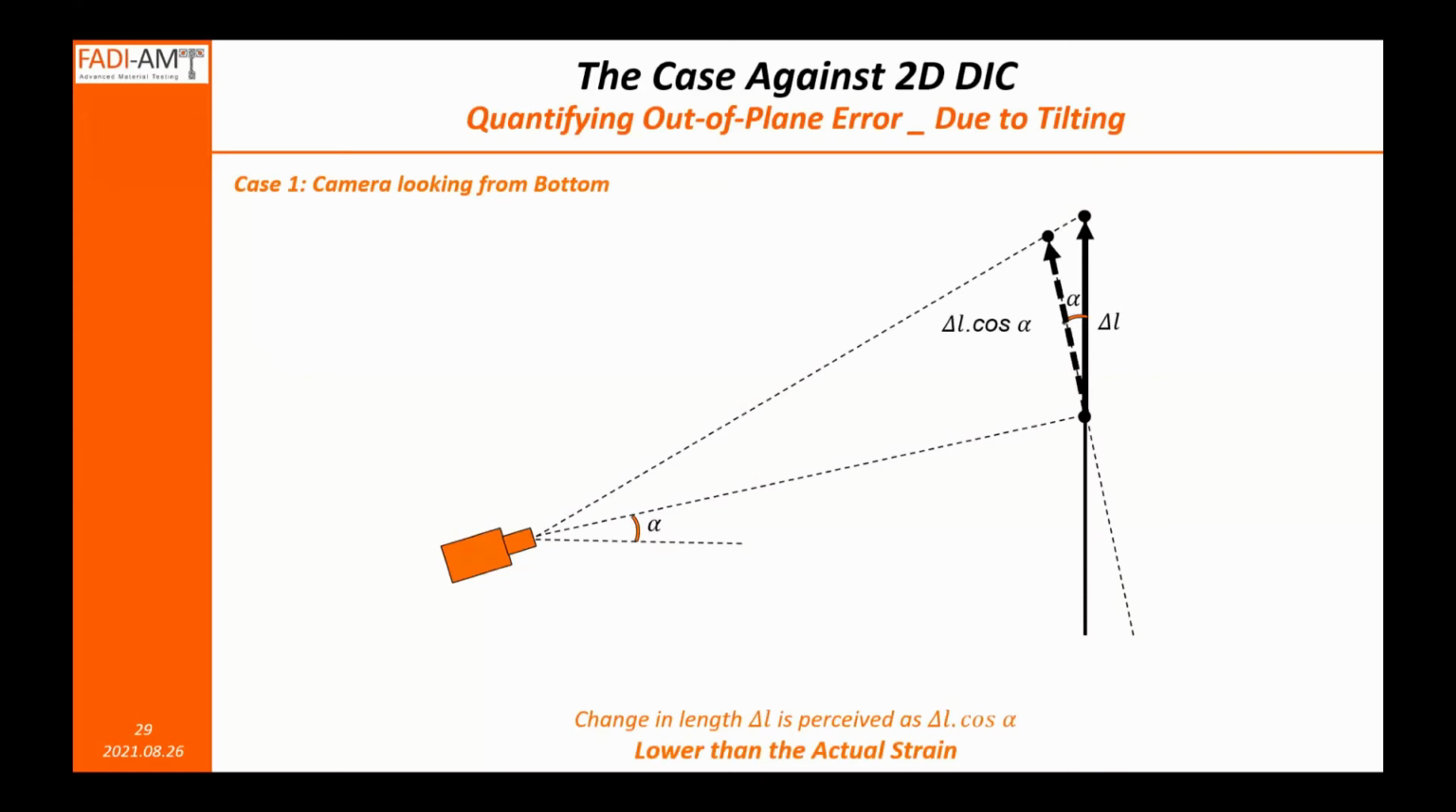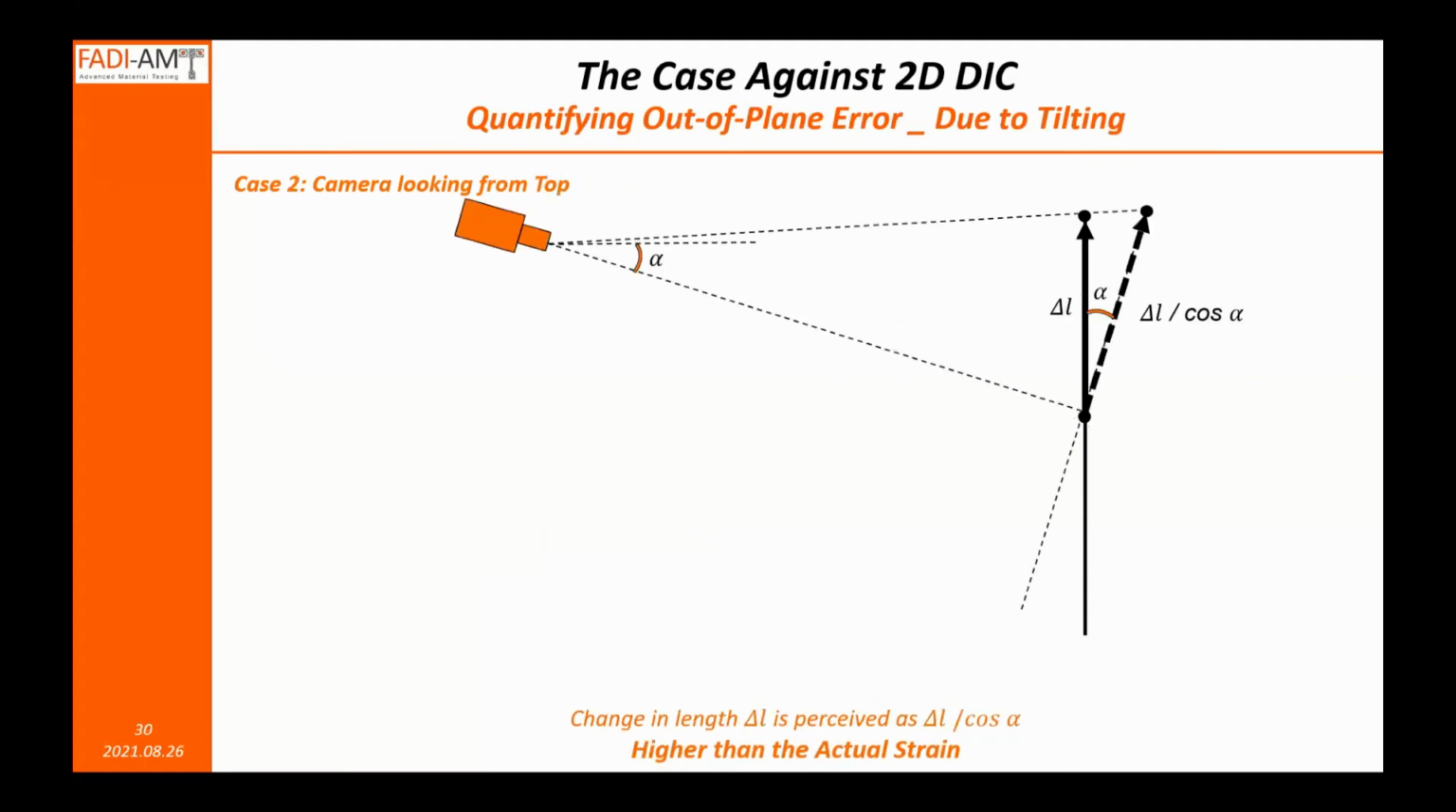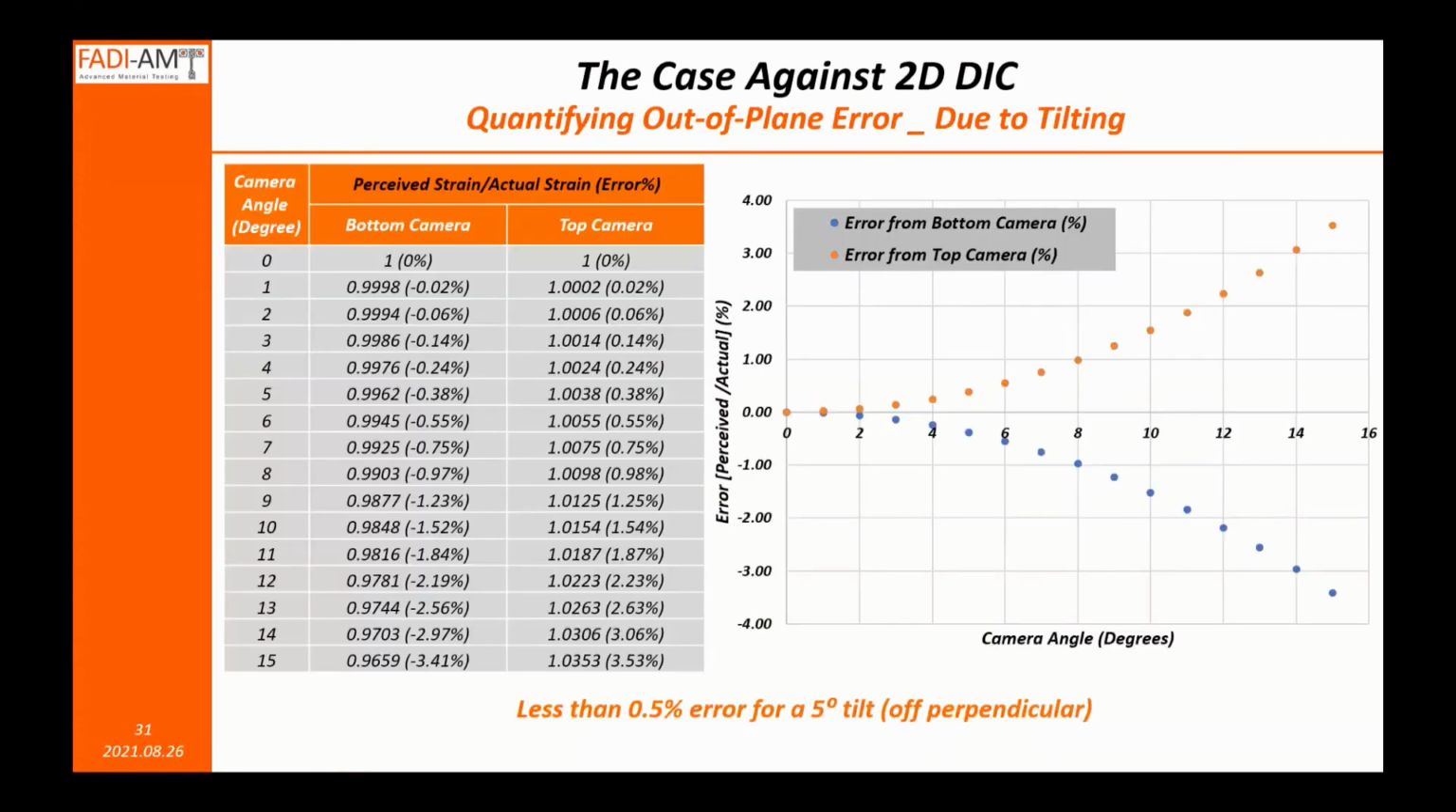These schematics, again, can be simply constructed. We constructed two scenarios: if you're looking from the bottom up, or if you're looking from the top down. Both cases are valid, and they generate different types of errors. One of them produces a perception of length change that's higher than actual, and one produces a perception that is lower. But regardless, the analysis can be done, and you can tabulate and plot it.